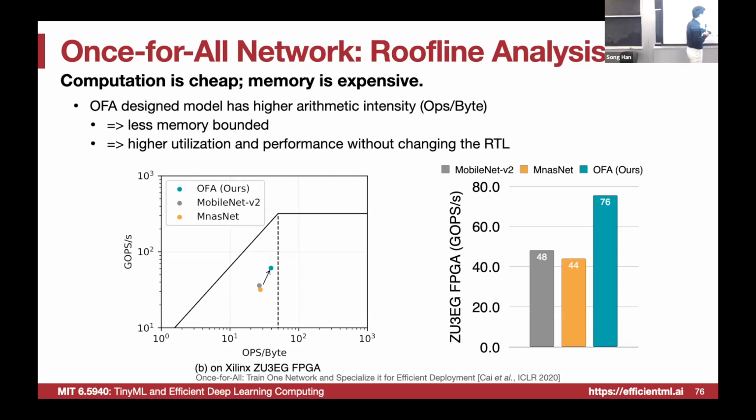So here is the ZU3 FPGA GOPS per second, comparing MobileNet and MnasNet versus OFA with respect to the GOPS per second. So if you have a Raspberry Pi, you want to deploy some neural nets on it, I highly recommend using the one-for-all network to find a specialized model for that, because MobileNet V2 and MnasNet, neither of them are specialized for this particular FPGA device.